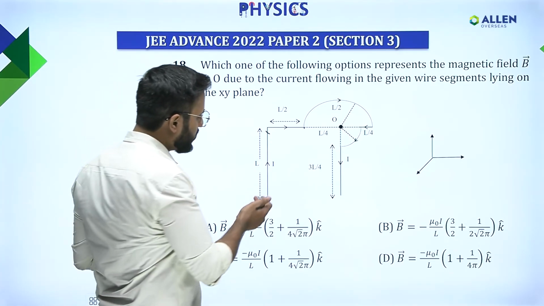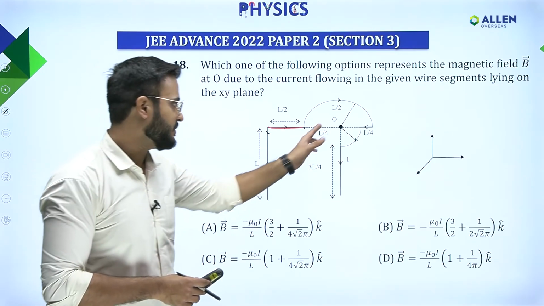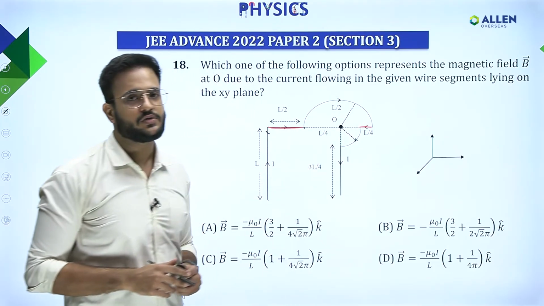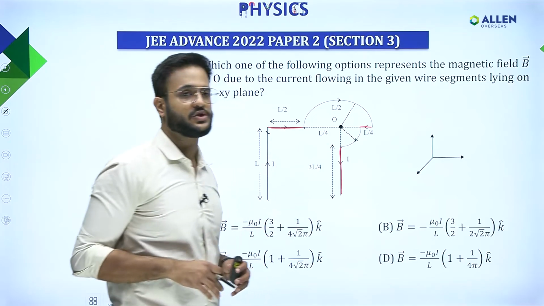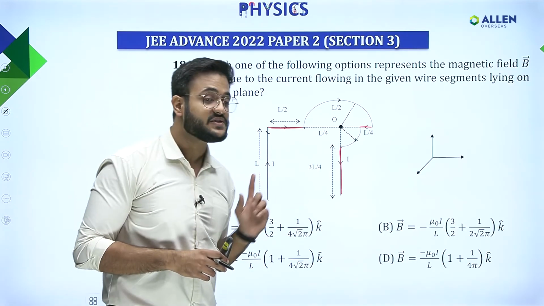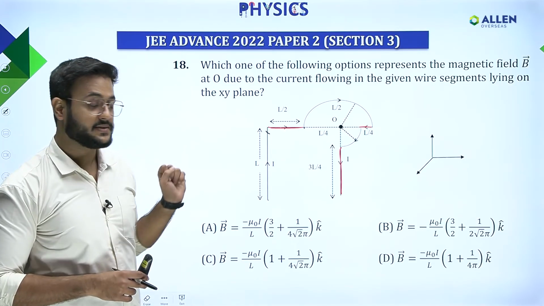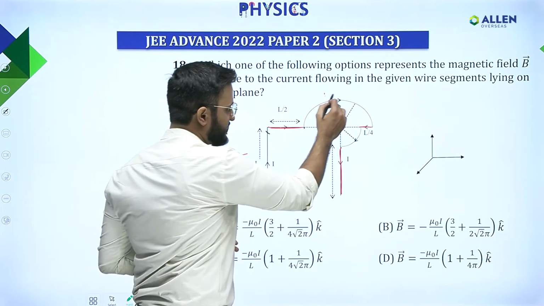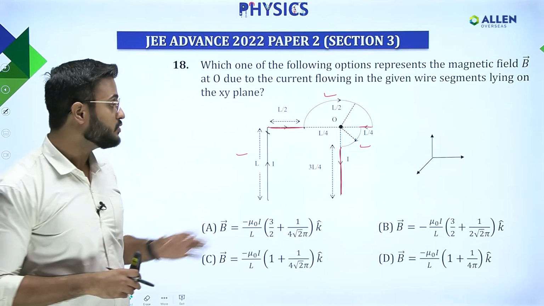Due to this wire, the magnetic field at this point will be equal to 0. Due to this wire, the magnetic field at this point will be equal to 0. And due to this wire, the magnetic field at this point will be equal to 0. Why? Because the lines of these wires are passing through this point O. Yes. Now, the remaining wires, this wire and this wire, we have to calculate the magnetic field due to these wires.